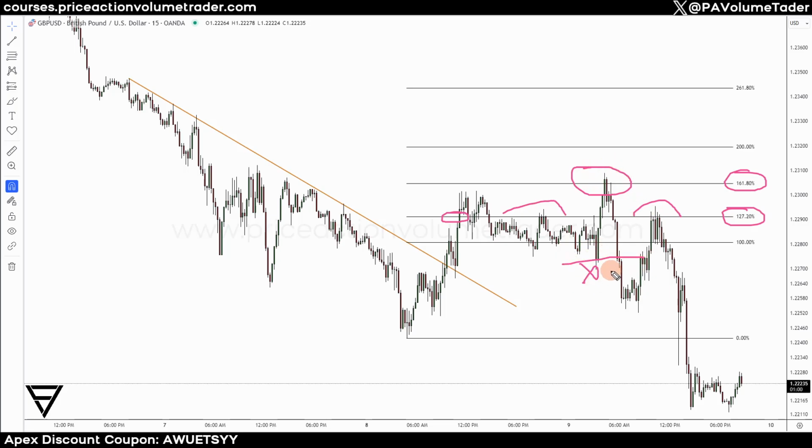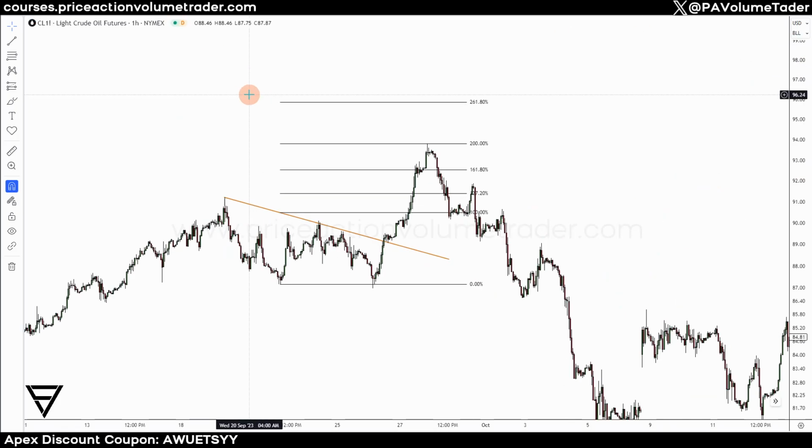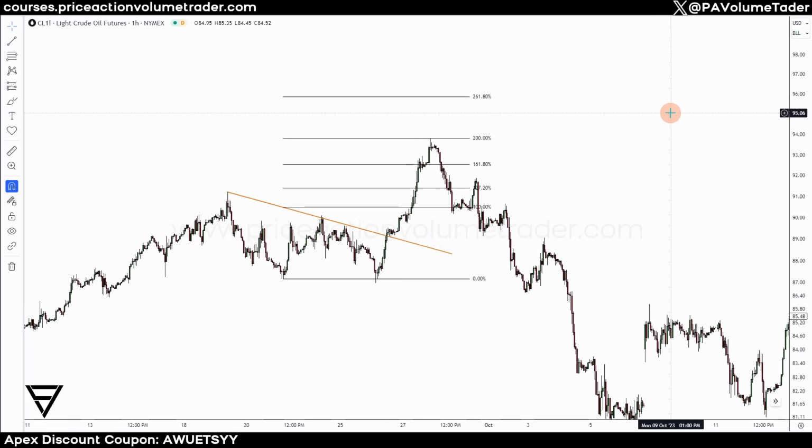We came down, market structure down, retraced again, and then we came down lower. Okay, so let's go into crude oil, 1 hour chart.